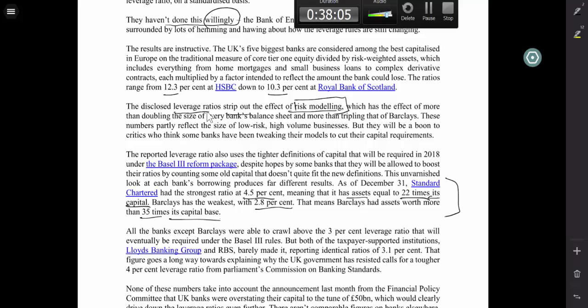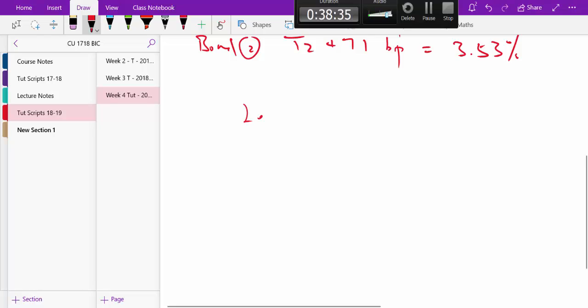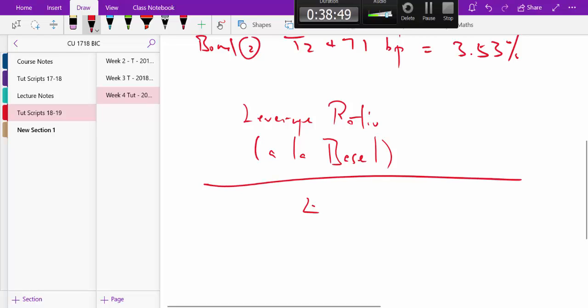Okay, so all the banks except Barclays were able to crawl above the 3%. So now it's around 4 or 5%. Between 4 and 5 is a big difference. If your leverage was 4%, so if your leverage ratio was 4%, how many times leveraged are you? According to Basel, 4%, okay? How many times leveraged are you?